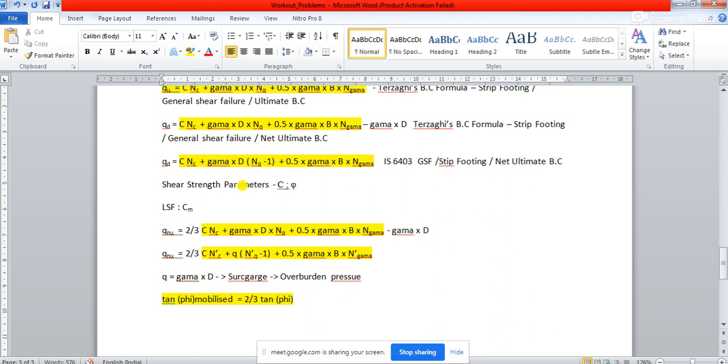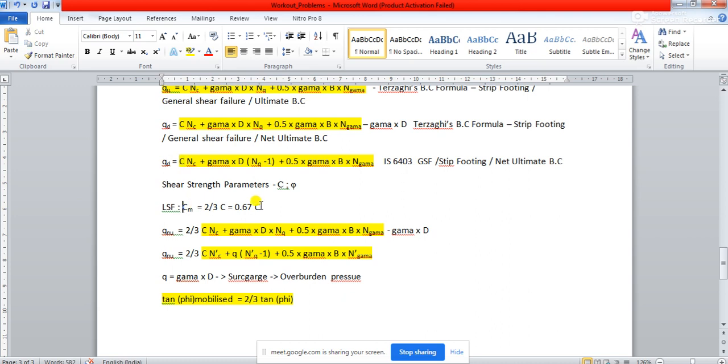For Terzaghi, for local shear failure, Terzaghi has defined the mobilized cohesion as 2/3 of C, and 2/3 of C is nothing but 0.666, so 0.67 C, nothing else. If I want to change this formula for the local shear failure, then I'll have to change this value of C to 2/3 C.